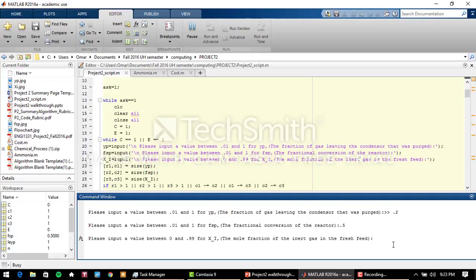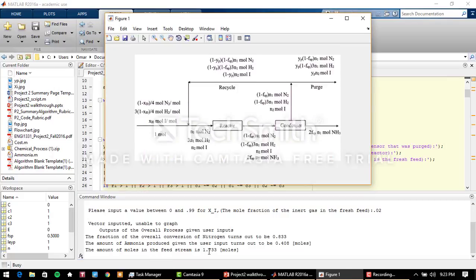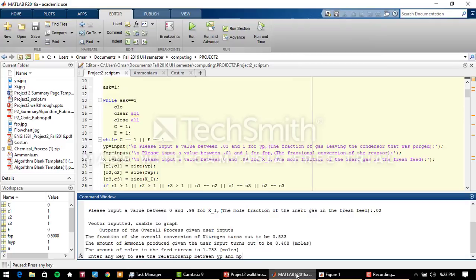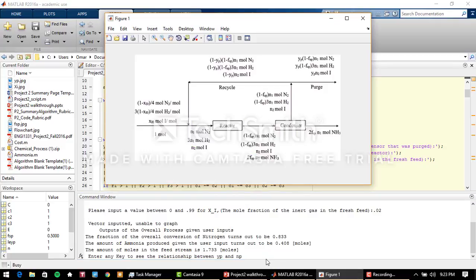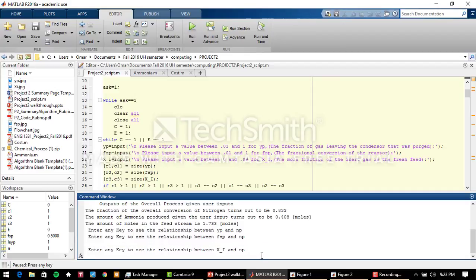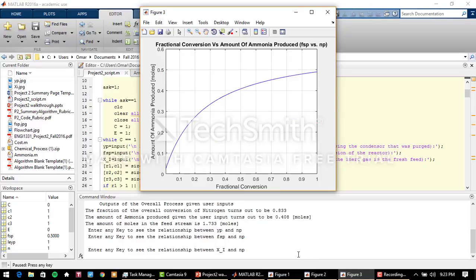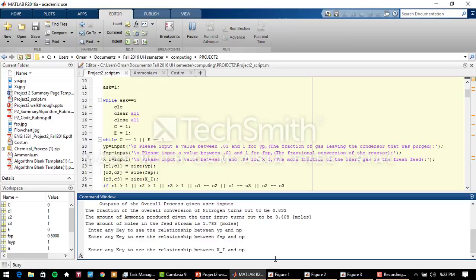From that, it outputs the FOV, the ammonia produced, and the amount of moles in the feed system. And just to have a better visual of the system, it also outputs the figure I just had earlier. So we can click any key to continue, and this outputs each graph one by one. Click enter again. This is YP versus ammonia produced, and then this is FSP versus ammonia produced, and then we can enter again, and this is XI versus NP produced.